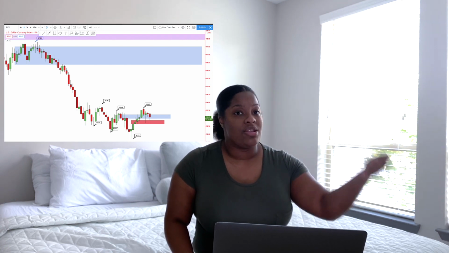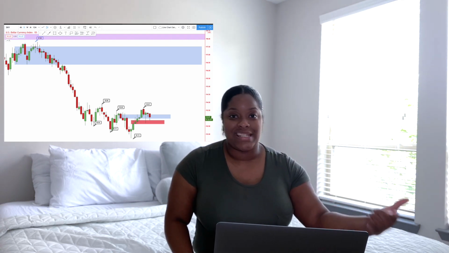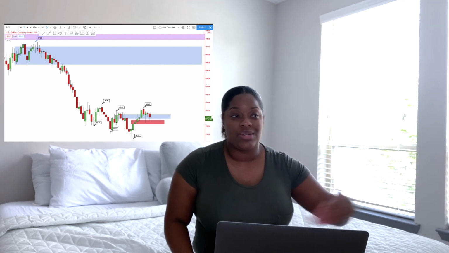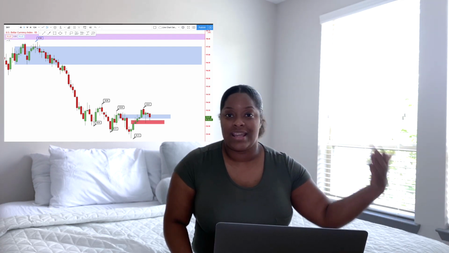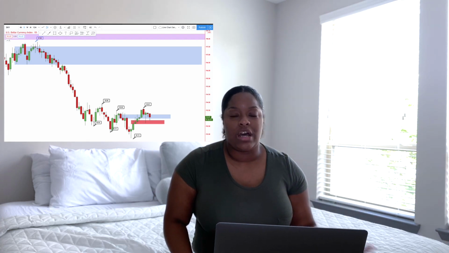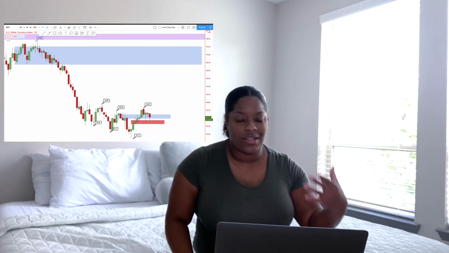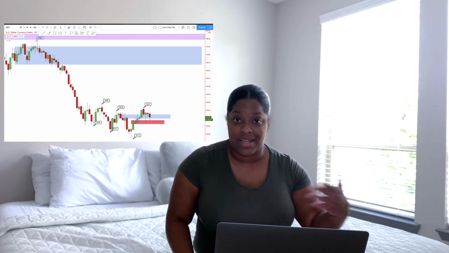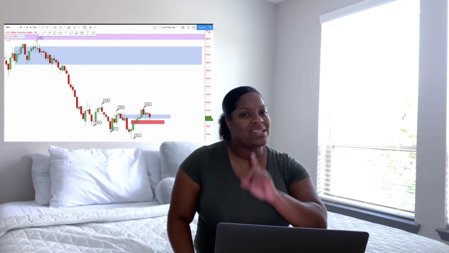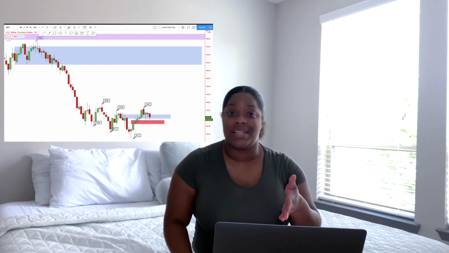Because let's think about it. USD Swiss was dropping, USD CAD was dropping, Euro USD was pushing up, Pound USD, AUD dollar, they were all pushing up. And so because of this, we had some really great trades to the upside and the downside on the major currencies. But now something significant has happened and we have to pay attention to it.